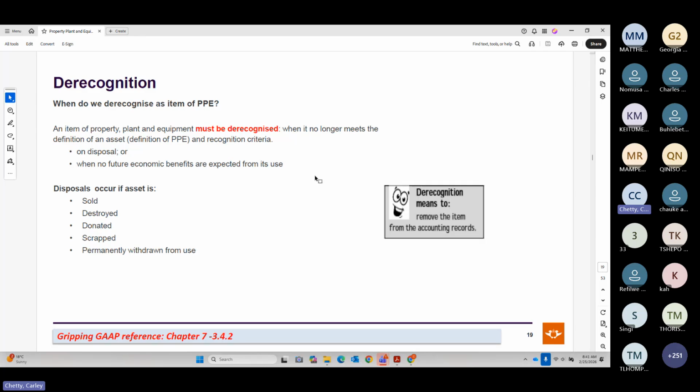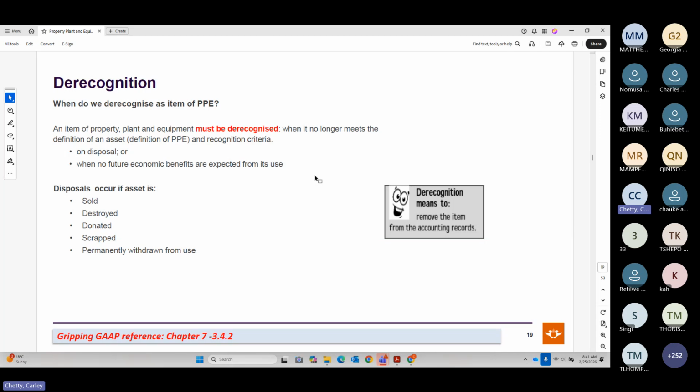Now we need to have a look at derecognition. So when do we derecognize an item of PPE? An item of property, plant, and equipment must be derecognized when it no longer meets the definition of an asset and the recognition criteria. Okay, so don't forget about the recognition criteria.